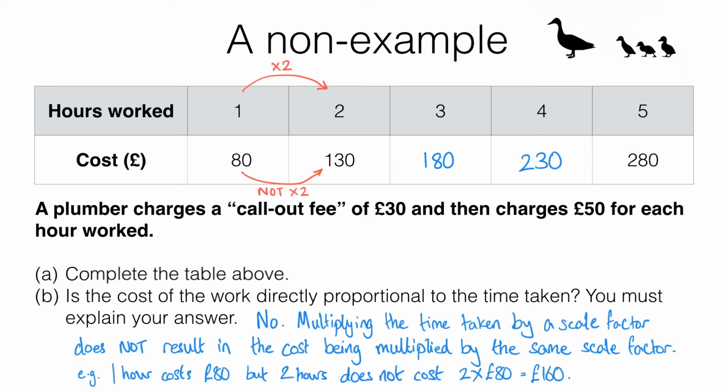We didn't have to focus on the costs for 1 and 2 hours. We could have picked any pair of columns here. For example, I could have picked these two columns, and you can see that here we're multiplying the hours worked by 3, but the cost is not getting multiplied by 3. 80 times 3 is actually 240. It's not 180. So instead of finishing off by saying 2 hours does not cost 2 lots of £80, we could have finished off saying 3 hours does not cost 3 lots of £80. And that would also be a sensible reason for why the time taken and the cost are not directly proportional to each other.